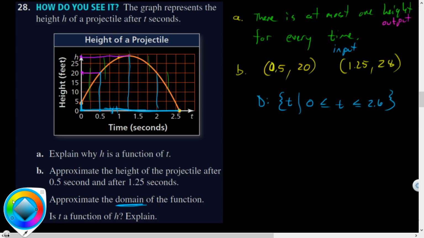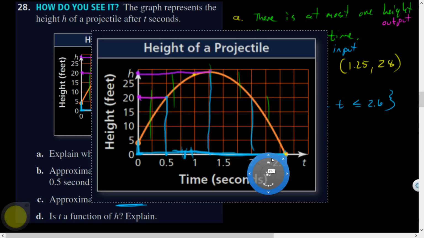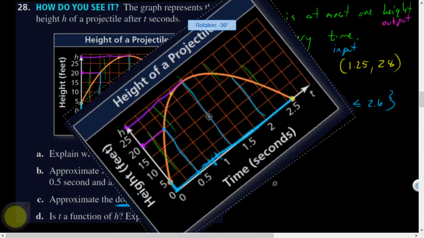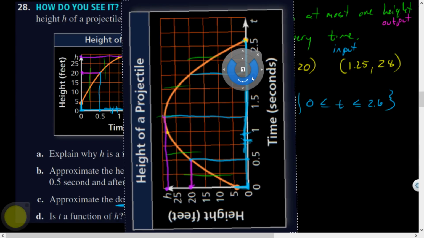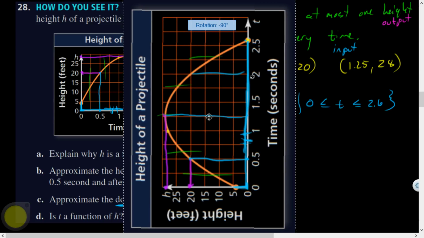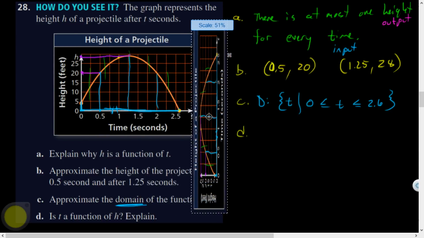So that's part C. Now they end up asking a question in part D that I think is really interesting that flips this on its head. It asks the question, is time a function of h? Let me actually try this trickaroo here. I'm not going to be able to mirror this, am I? No, I don't think I can. If I was to flip this, like so, let's say. No, it won't let me do it.